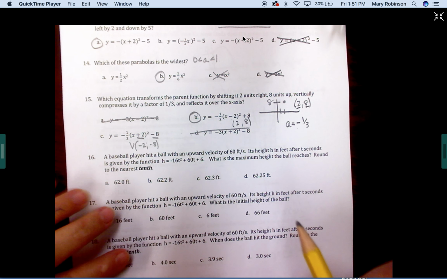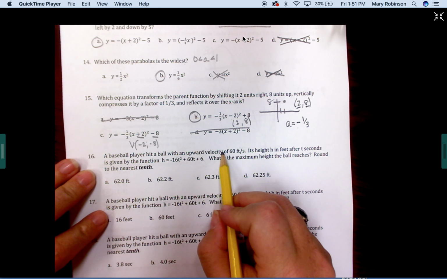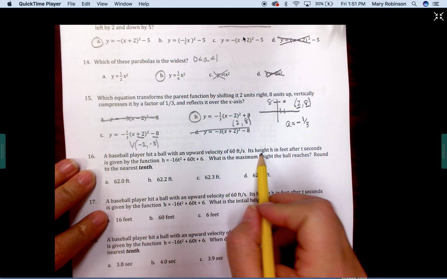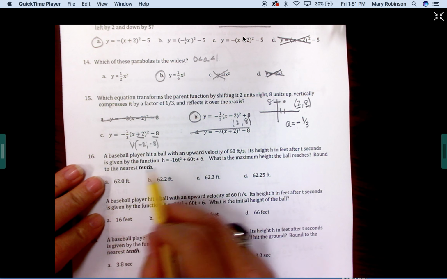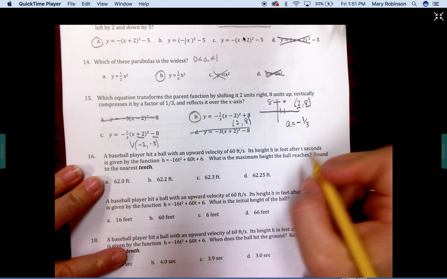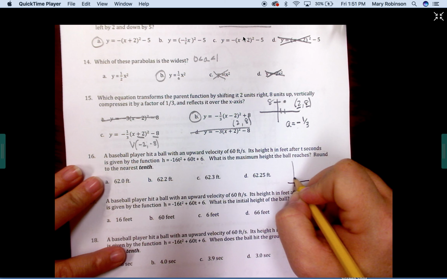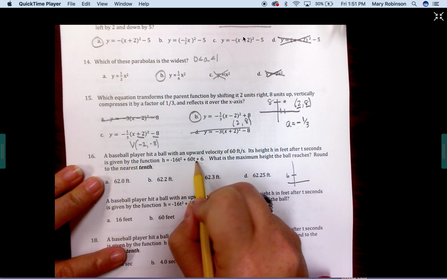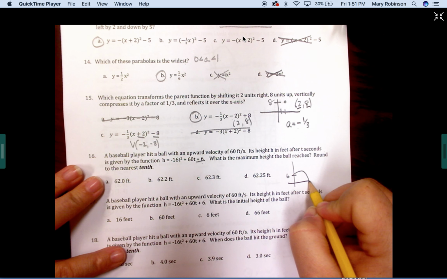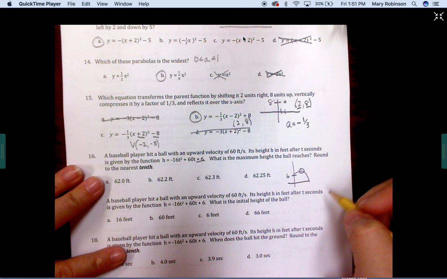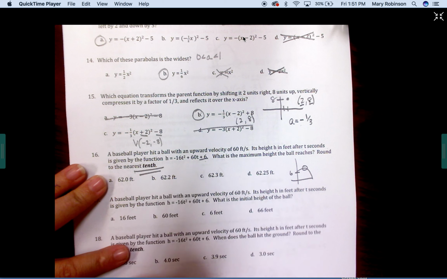Next, a baseball player hits a ball with an upward velocity of 60 feet per second. Its height in feet after t seconds is given by this function. What is the maximum height? So that means we're looking for a ball that's being thrown starting at 6 feet, because that's our constant. It goes up and comes back down. What is the maximum height that it reaches? And we have to round to the nearest tenth.